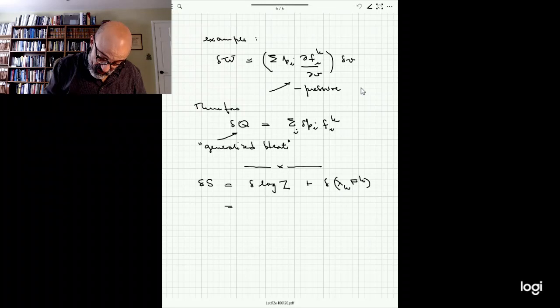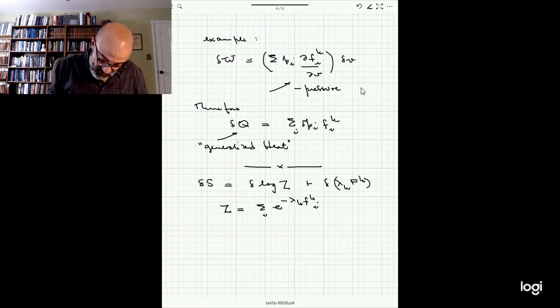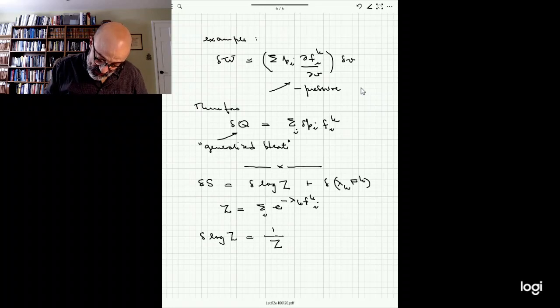So here we're going to have the change in log Z when you change... let's just write it out. This is going to be the change in log Z. Remember what Z is. It's the partition function. Let me write it here. Z is going to be the sum of e to the minus lambda_k f_ki. So the change in log Z is going to be 1 over Z, and then the change in Z.